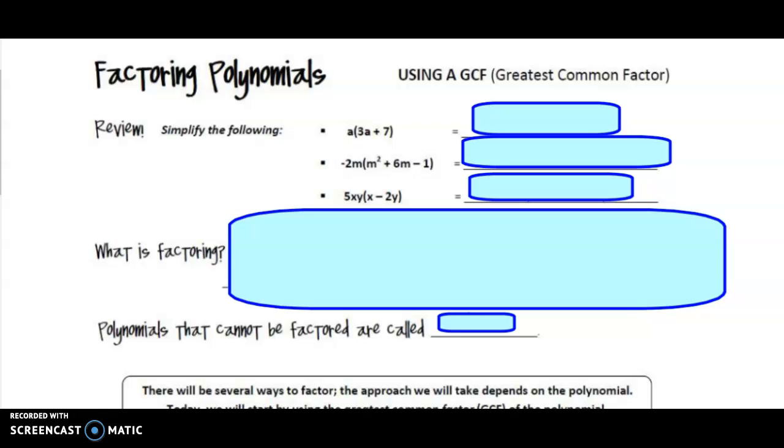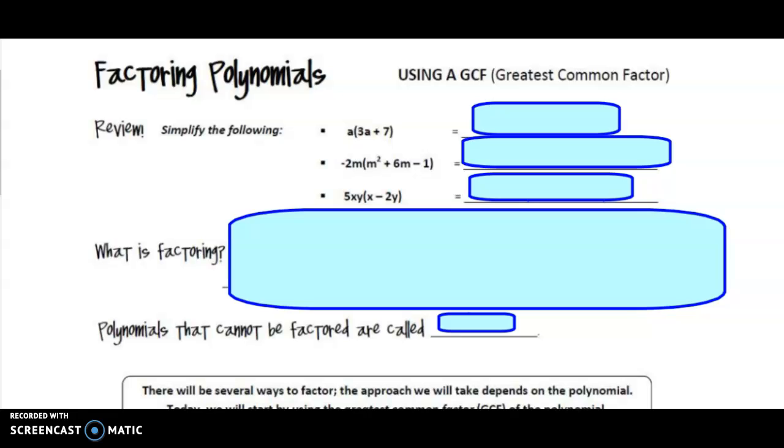So today we are going to be talking about factoring polynomials. In a minute we're going to talk about what is factoring and how we will do that. Today we will be using a GCF to factor. But before we do that, I just want to do a little review of the distributive property, because what we're going to be doing today relates to the distributive property.